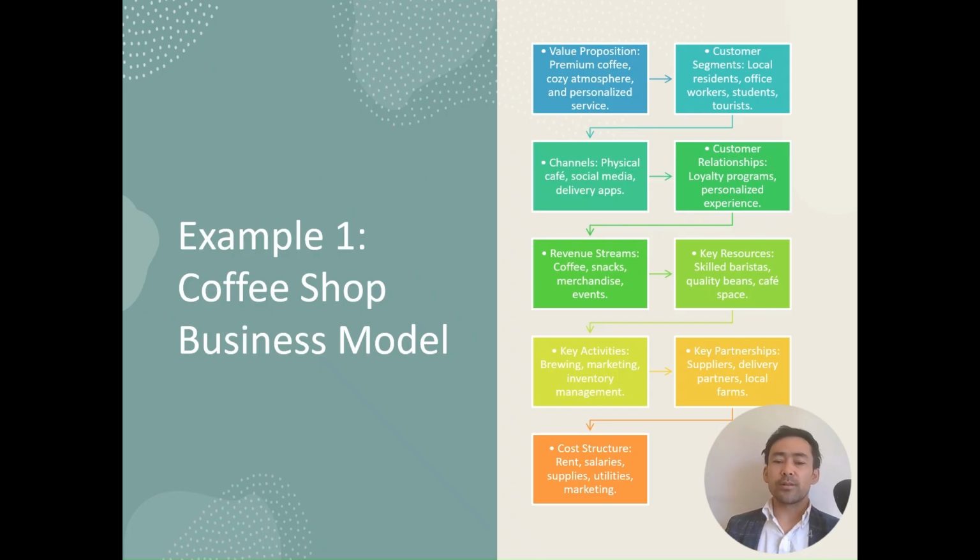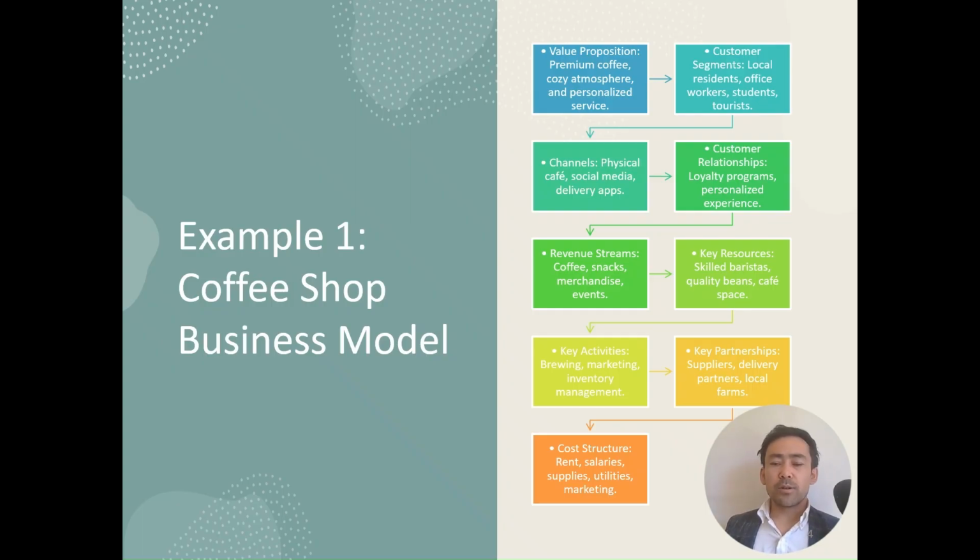The key resources that a coffee shop business model uses could be skilled baristas, quality beans, cafe space and tools, and specific ingredients that they need in order to create their coffees, snacks, or whatsoever they are offering to their clients. The key activities involved in offering a coffee to the clients would be brewing the coffee. It could be marketing activities. It could be inventory management, for example.